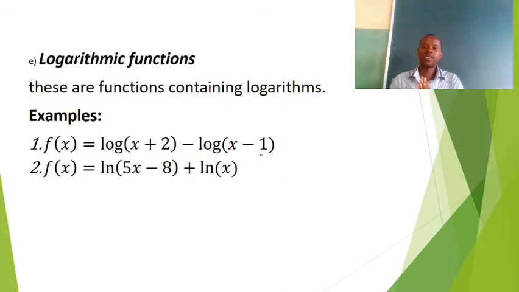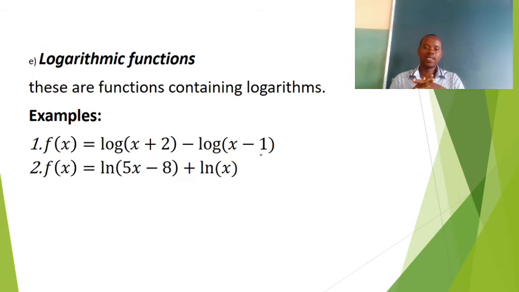When you are writing the log of a term, a factor containing more than 1, means from 2 upward factors, you have to use the brackets to help you to identify log of what. Example number 2 is f of x, which is equal to ln of 5x minus 8 plus ln of x.